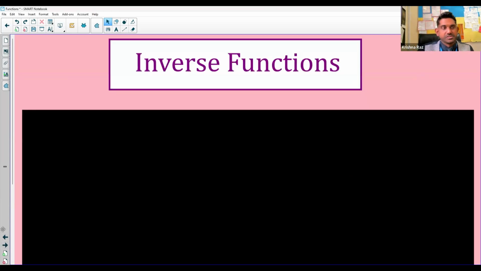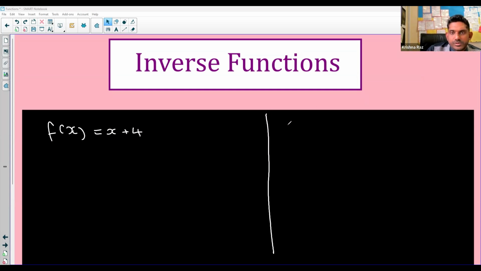What is an inverse function? It is essentially the reverse. So, if we have a function, say x plus 4, first thing we do is write y equals instead of f of x. Yeah, you saw in video 1, they mean the same thing.